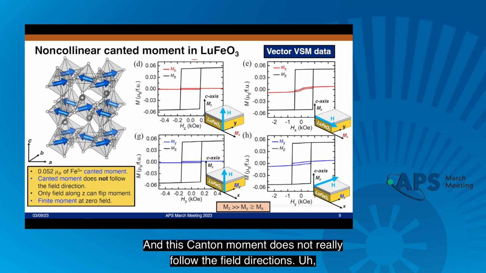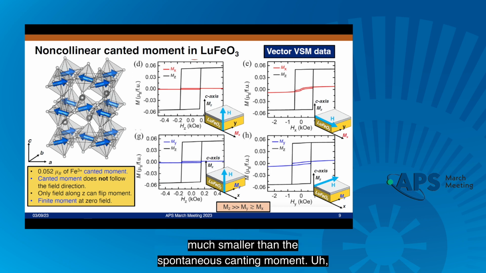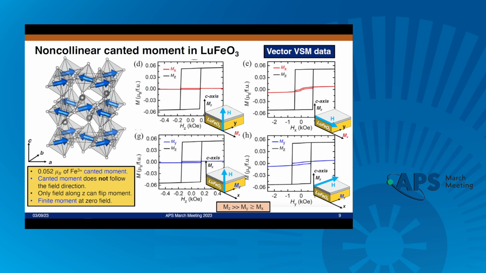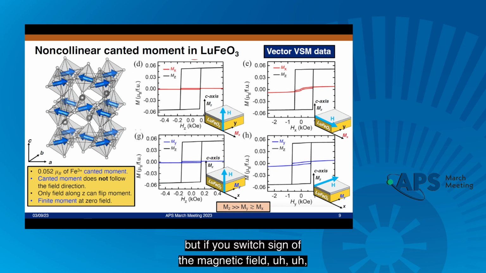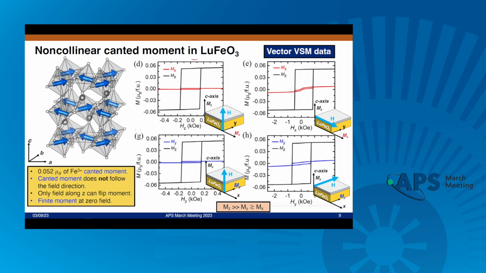And this canted moment does not really follow the field directions, and the moments in plane in the x and y directions are much, much smaller than the spontaneous canting moment. The moment can also be flipped if you switch the sign of the magnetic field. If you apply a field around a certain threshold, which is 150 Oersted along the c-axis, you can switch the canting direction from plus c to minus c.